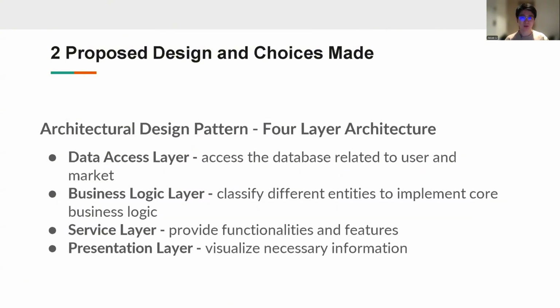The last design issue is the architectural design pattern. Our design follows the four-layer architecture. In the data access layer, we interact with databases for user and market information. The business logic layer implements core logic by classifying entities. The service layer provides features to meet stakeholders' requirements. Finally, the presentation layer displays necessary information, offering an intuitive user interface.